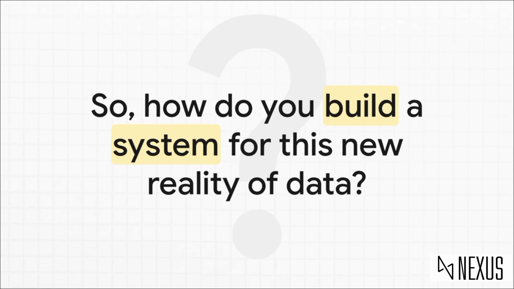So you're getting hit with massive volume, high velocity, huge variety, and you're not even sure you can trust it all. How on earth do you build a system for that? You can't just buy a bigger server. That's not going to cut it. You need a completely new architecture, one that's designed to be distributed from the ground up.